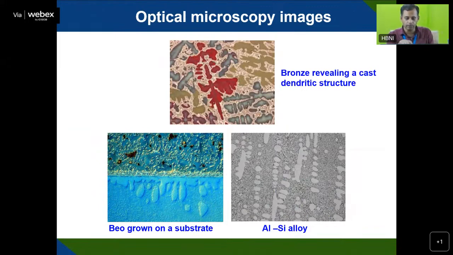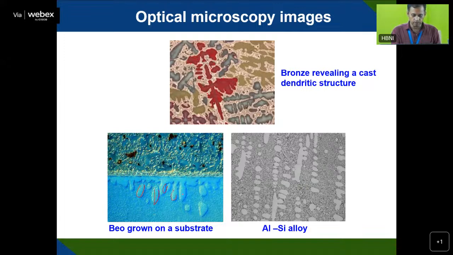You can see the optical microscope image of the bronze that's revealing a cast dendritic structure. This is the bronze image, and this is how the dendritic structure has grown inside this bronze, which you are able to see by using an optical microscope after mirror finishing. You can see this dendritic structure that has grown on the surface.